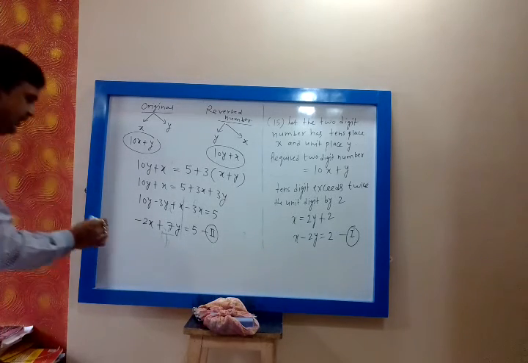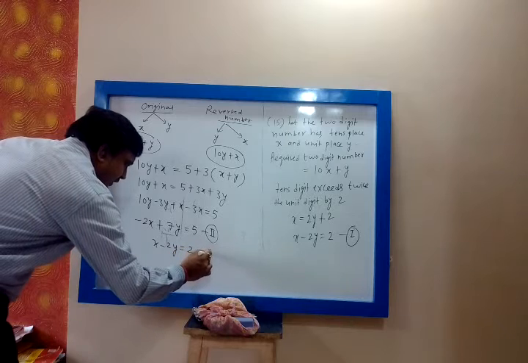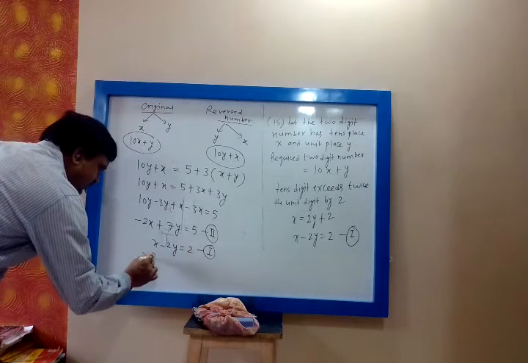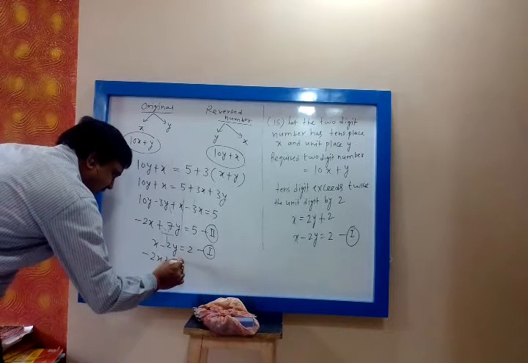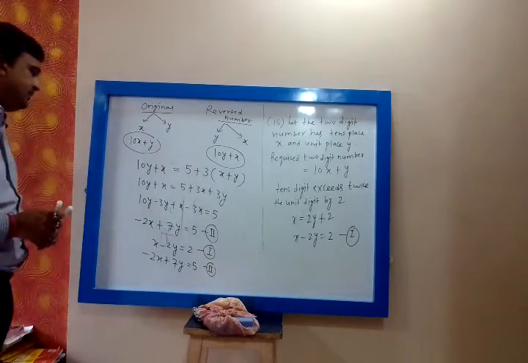Solve 1 and 2. X minus 2y is 2, equation number 1. Minus 2x plus 7y is equal to 5, equation number 2. Now how will we solve them?